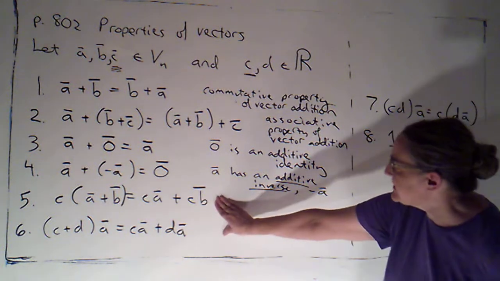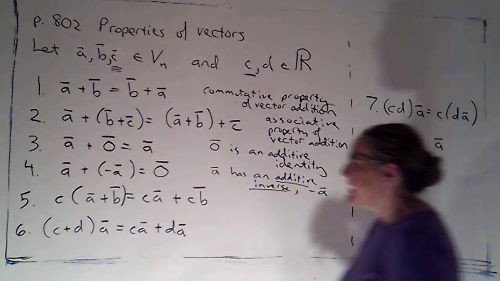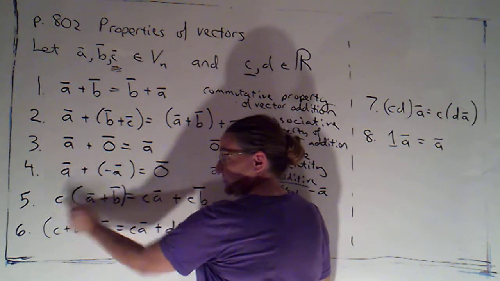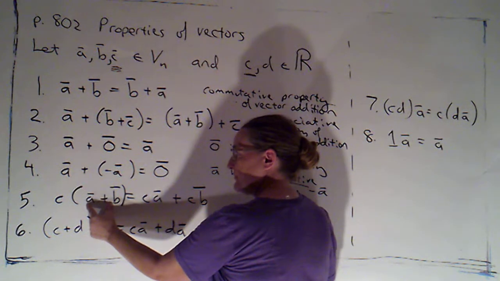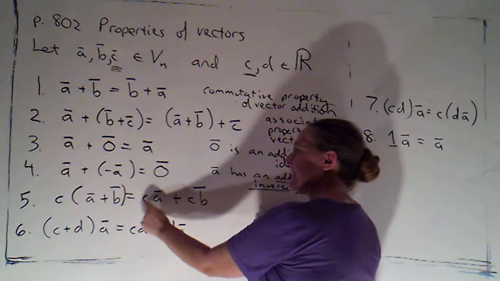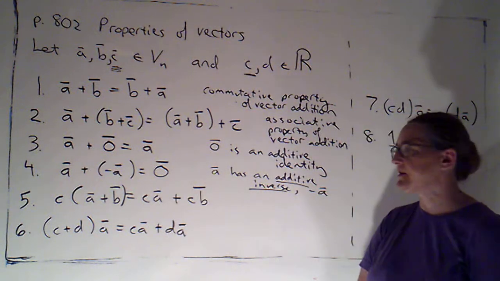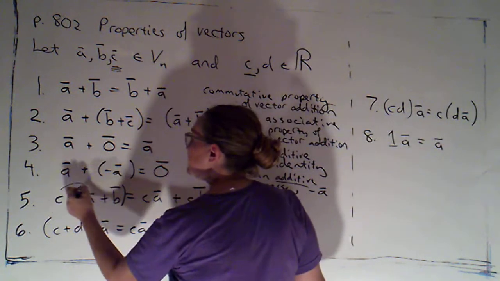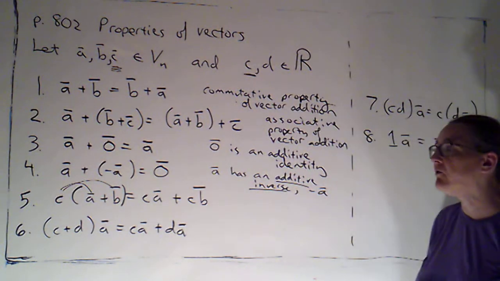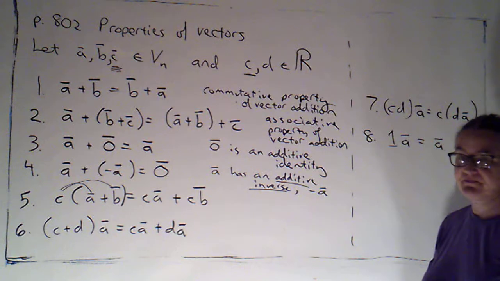Okay, 5 and 6 I'm going to sort of look at together. Here I've got two vectors that I'm adding and one scalar. This says I can add the vectors and then scale by C. This says I can scale each vector by C and then add those results. This is a distributive law. This is saying that scalar C distributes over vector addition.